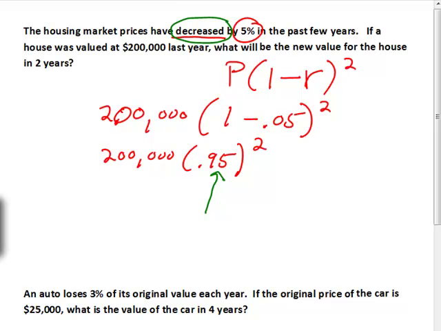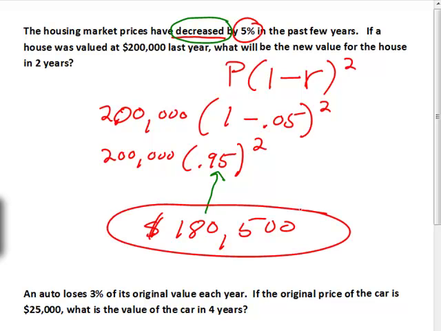So now, let's calculate this out the same way. All I'm going to do is go 0.95 squared, and then multiply that answer times 200,000. When I punch that all into the calculator, my final answer is $180,500. Again, use the common sense. We started with 200,000. It has to be worth less than $200,000, which indeed it did.